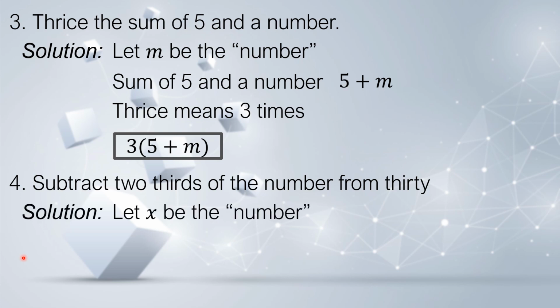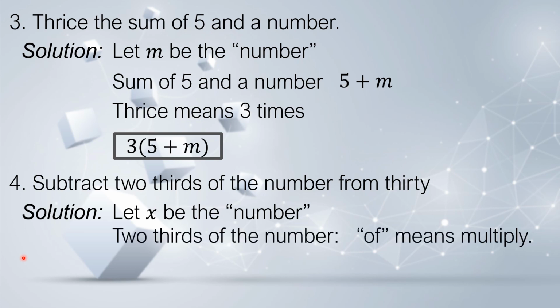So, solution, let x be the number. And then, 2/3 of the number. So, kapag sinabing of or meron dyang salitang of, that means multiplication. So, i-multiply natin ang 2/3 ng number which is yung letter x. Tapos, tsaka natin siya isusubtract sa 30. So, therefore, this is translated as 30 minus 2/3 x.